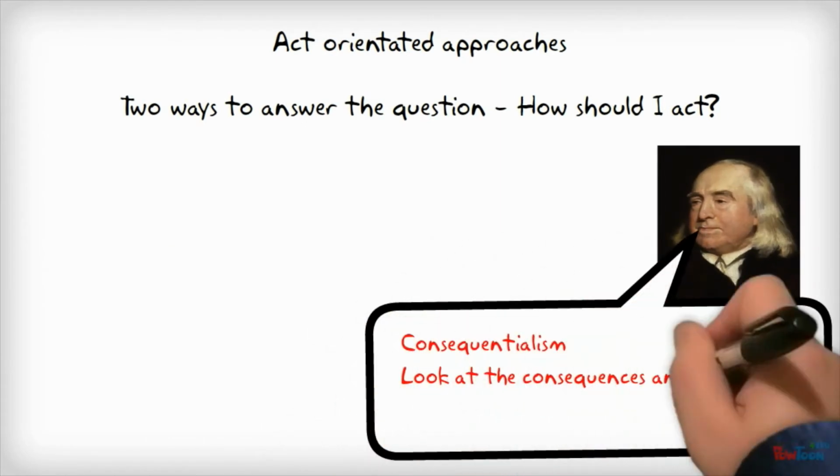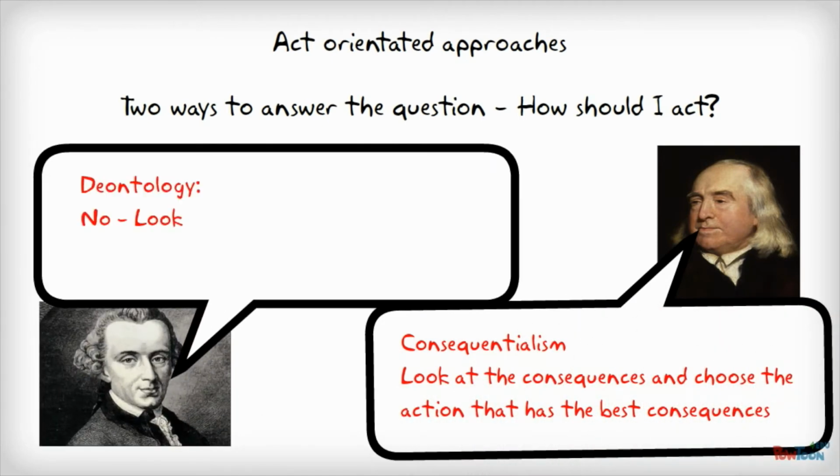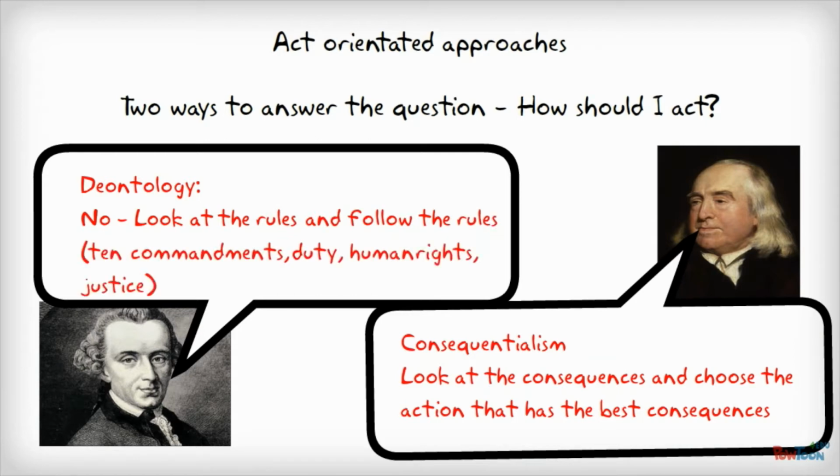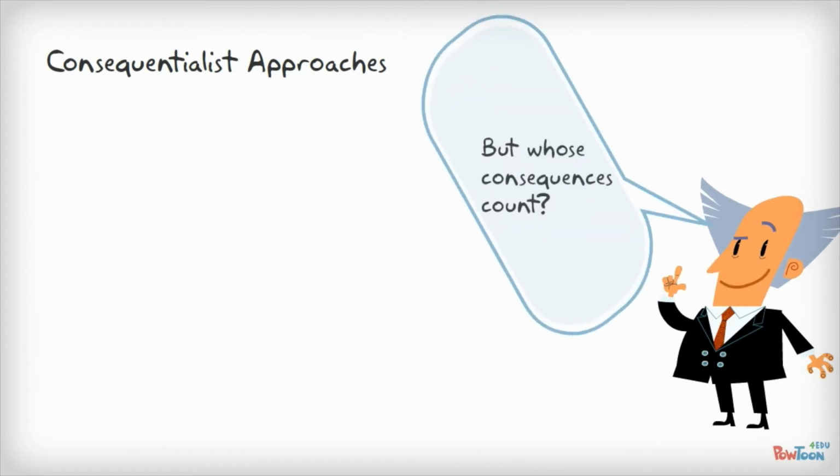There are two ways to answer this question. Consequentialism, to look at the end result, means justifying the end kind of approach. Which action has the best consequences or no? Immanuel Kant says no, we should follow a set of rules at all times.